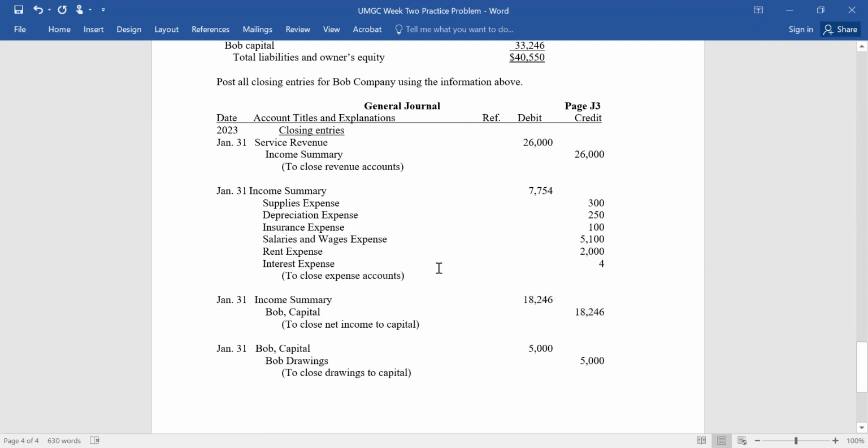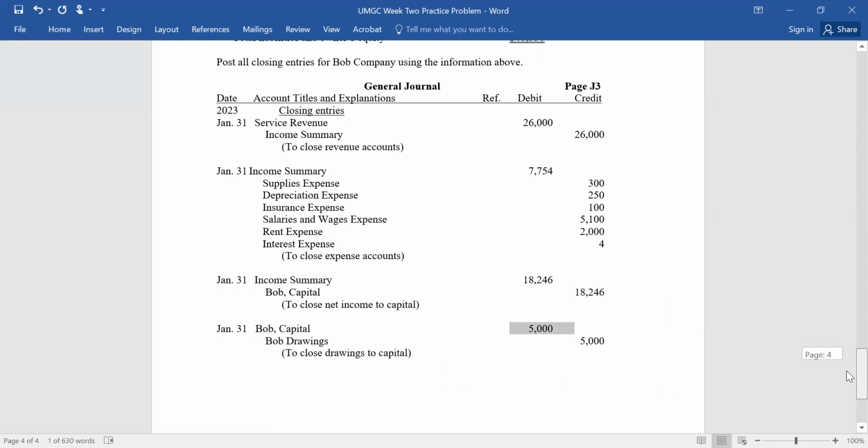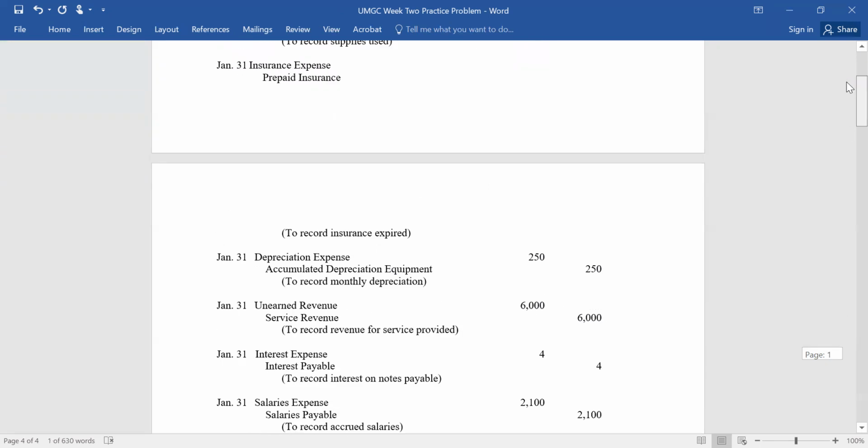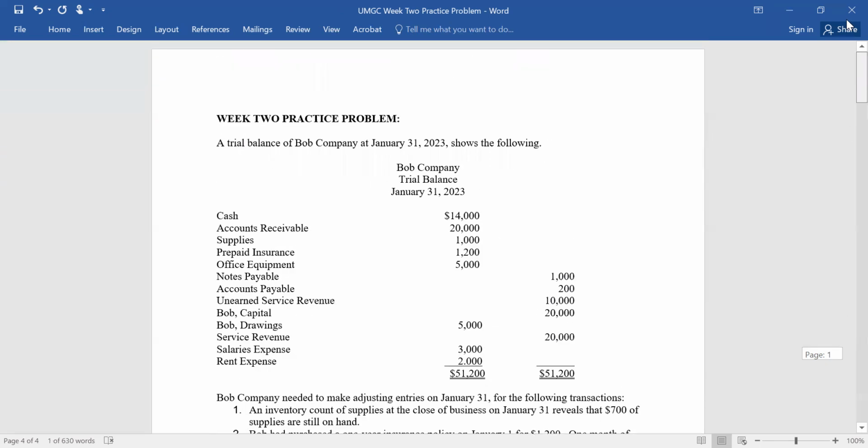What that does now is I've closed out all my revenue accounts, closed out my expense accounts, and I've closed out income summary. The last thing I have to do is close out my drawings. Since my owner's drawings normally has a debit balance, I'm closing it out with a credit. So I'm going to credit owner's drawings for $5,000. I am debiting my capital account for $5,000. And that is it.